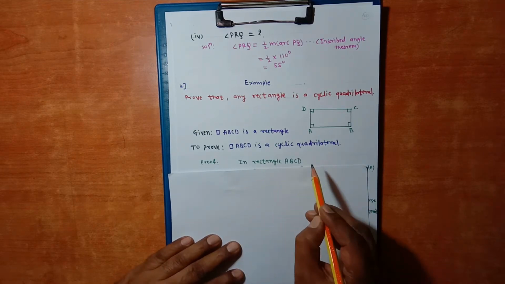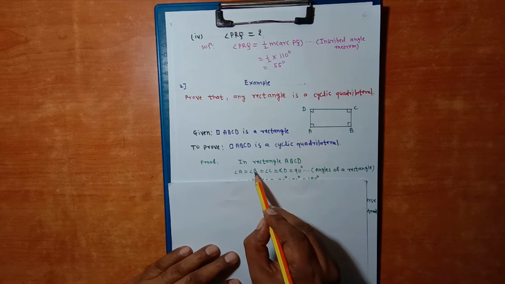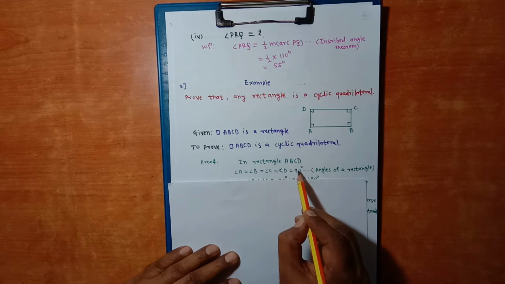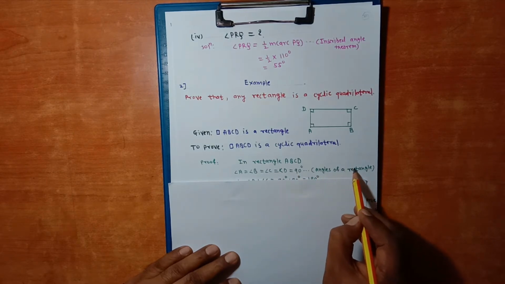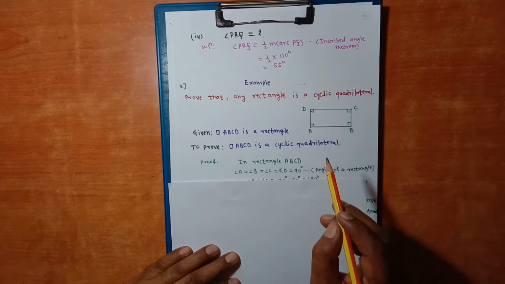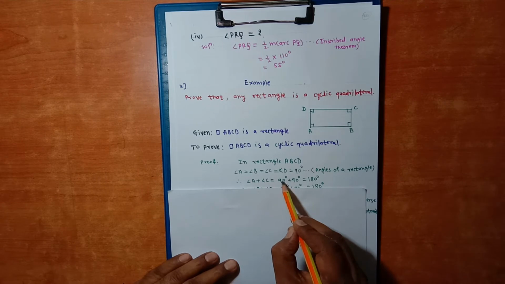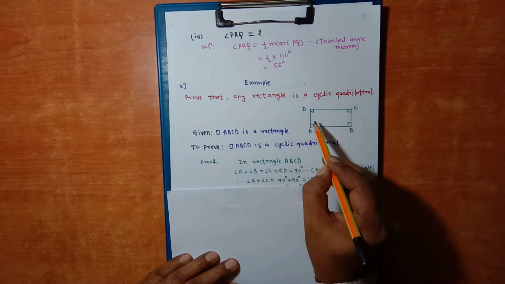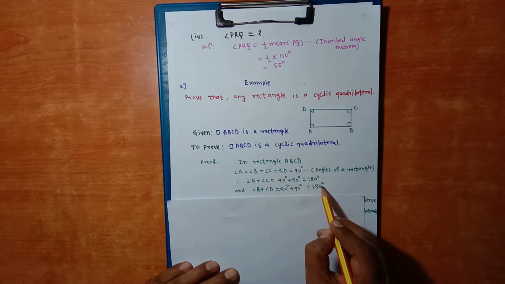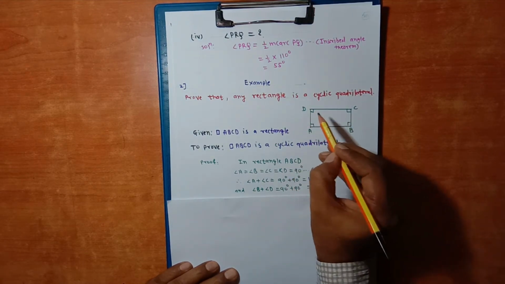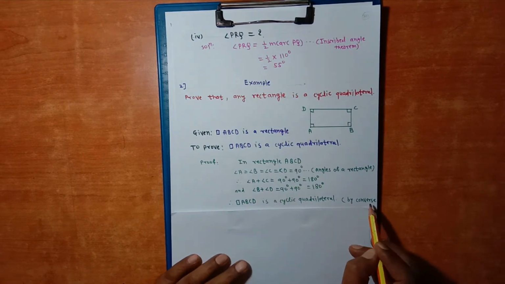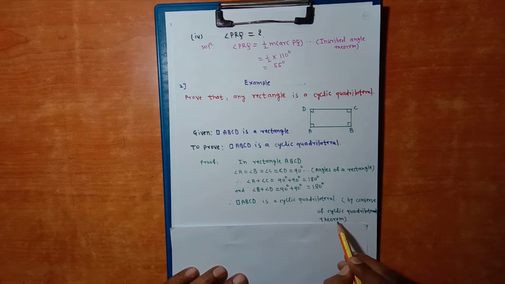In rectangle ABCD, the measure of angle A is equal to the measure of angle B, equal to angle C, equal to angle D, equal to 90. The reason is angles of a rectangle. So the measure of angle A plus C is equal to 90 plus 90, 180. Similarly, the measure of angle B plus D is equal to 90 plus 90, equal to 180. So quadrilateral ABCD is a cyclic quadrilateral. The reason is the converse of the cyclic quadrilateral theorem.